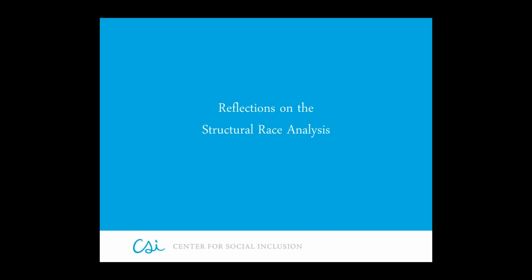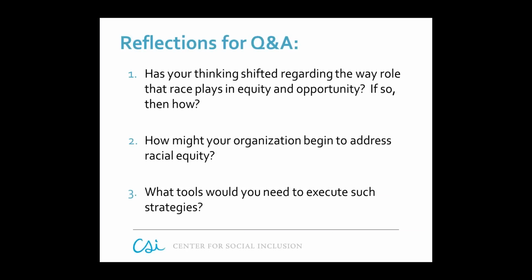So now we have about 10 minutes, and I want to shut up so folks have an opportunity to engage and give reflections. There are a few guiding questions. Folks can either make comments or ask other questions, but for you all to consider: has your thinking shifted regarding the role that race plays in equity and opportunity, and how might your organization begin to address racial equity? And finally, and also very importantly, what kind of tools would you need to execute such strategies? So with that note, I'd like to open it up for questions or answers or comments. And thank you so much.